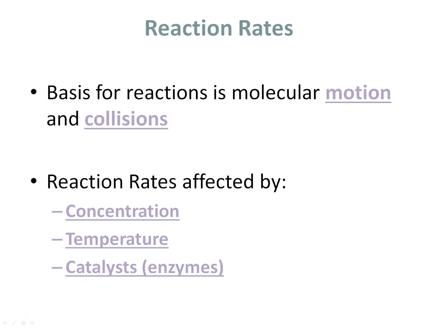A higher temperature makes molecules move around more quickly. So an increased temperature will also increase reaction rates, because as those molecules move around more quickly, they're more likely to run into each other. There's a direct relationship between temperature and reaction rate as well. And the final thing that increases reaction rates is the presence of catalysts. In biological systems, these catalysts are called enzymes. So if we have an enzyme present, it will help to increase the reaction rate.